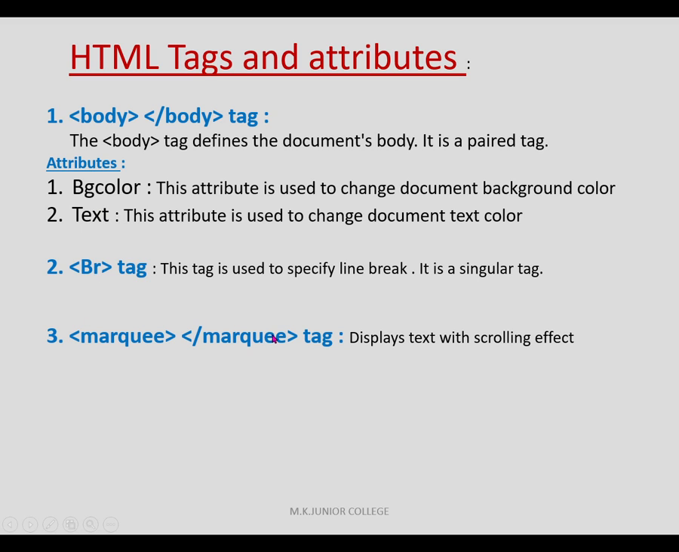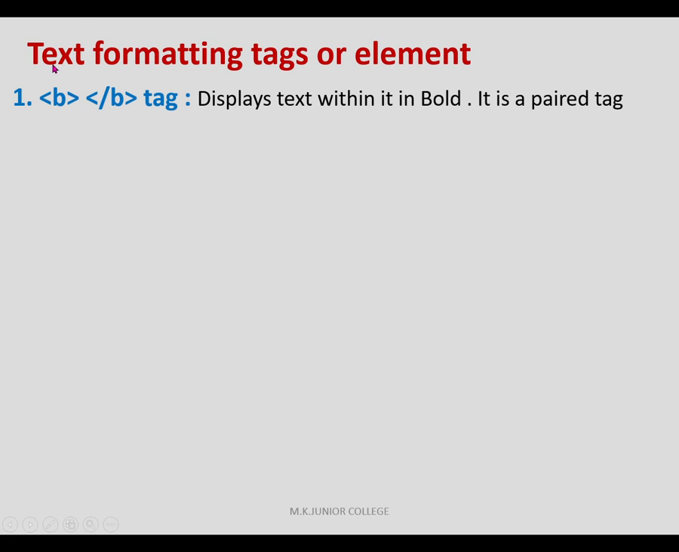Now one more tag, just see here, the marquee tag. It's again a pair tag. Start with the marquee, then add your contents and close with the marquee. This tag displays text with a scrolling effect. My dear students, whenever you want to display some text with the scrolling effect, that is possible with the help of the marquee tag. We'll see with an example. Before that, we'll start with the rest of the text formatting tags.